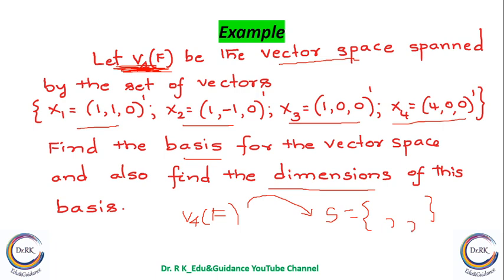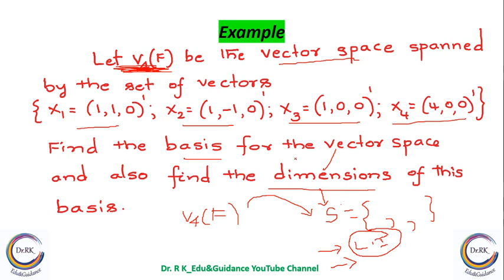S is a set of vectors which satisfy the conditions. The important condition is that it should contain linearly independent vectors, and next, that it spans. So first we have to find which vectors are linearly independent. Once the basis is there, dimension is very simple: how many elements are there in S? If three linearly independent vectors are there, then the dimension is 3. So this is the procedure to find basis and dimension.